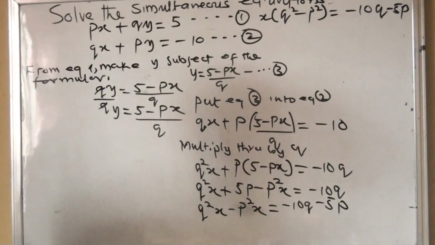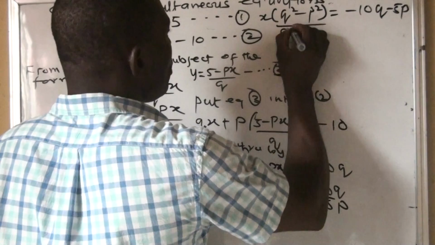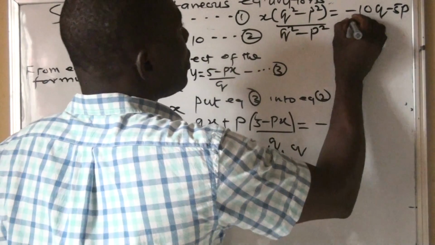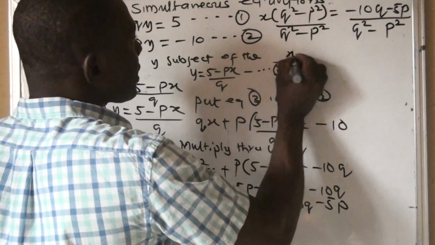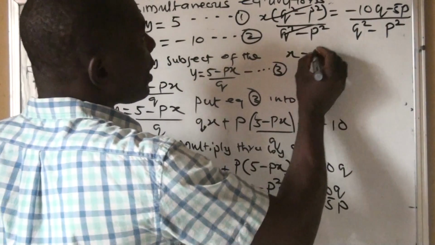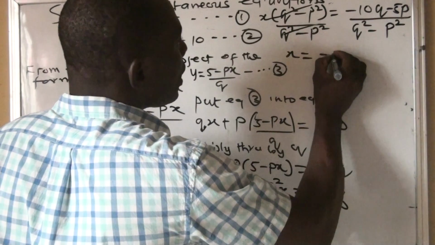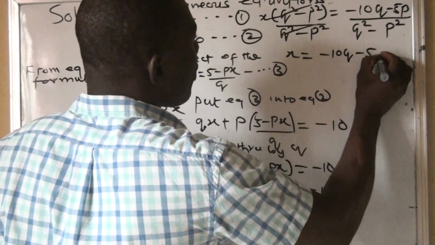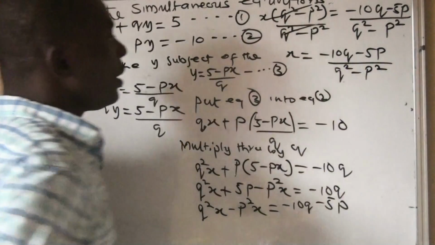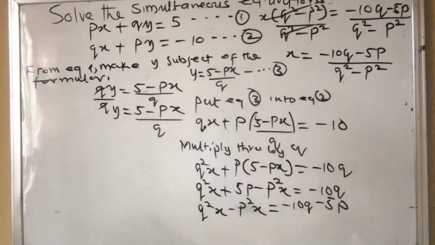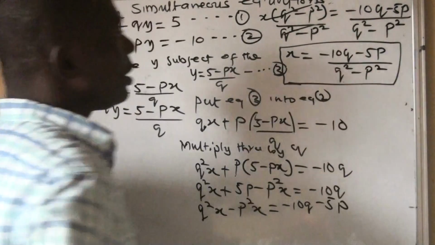So in order to obtain the value of x, we divide both sides by q squared minus p squared. So that our x here becomes minus 10q minus 5p all over q squared minus p squared. This is the value of x.